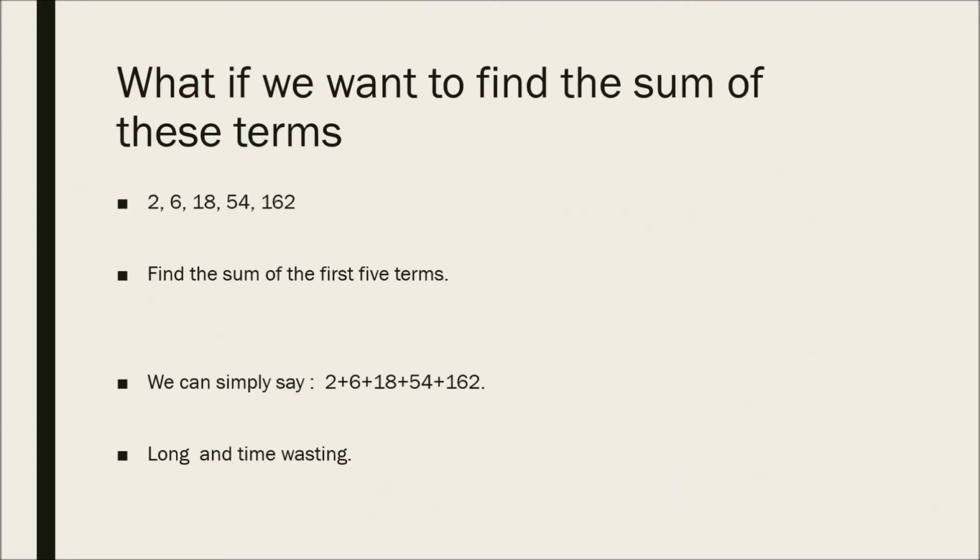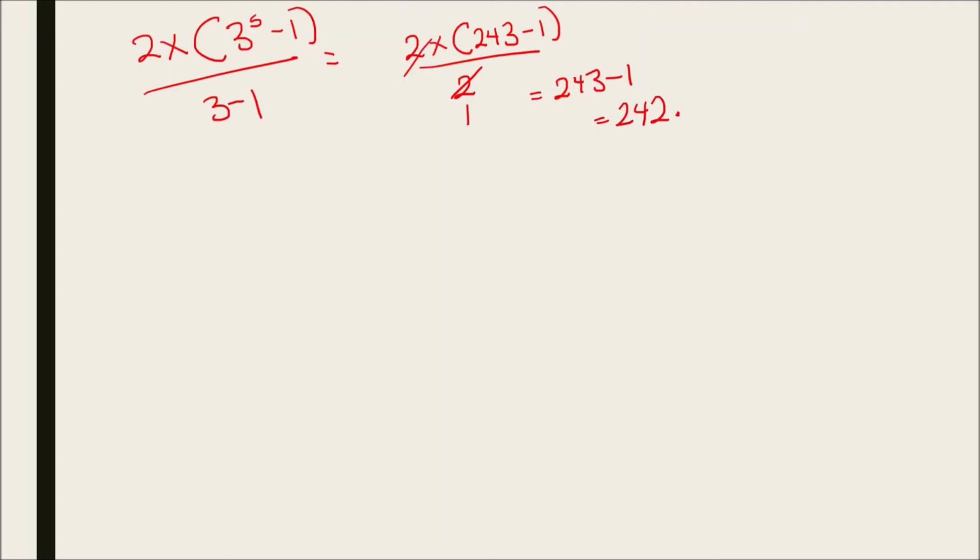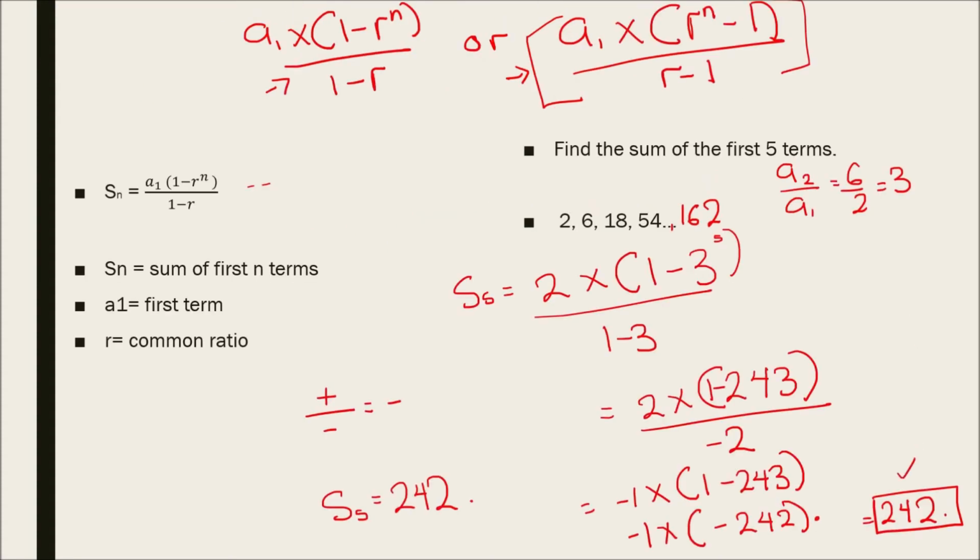So let's just check. Now you can use a calculator. What's 2 plus 6 plus 18 plus 54 plus 162? I'm very sure you should get 242. You can check your calculator. Our answer is 242, so we're correct. We're correct always. So use this one or this one.